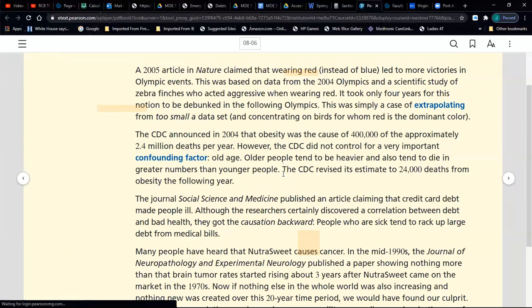Anyways, after they revised all of their information, their findings, their paperwork, they revised their estimate to 24,000 deaths being caused by obesity. That is only 6% of the original number they published. That is insanity. The CDC messed up so bad that the real number was only 6% of what they had previously published.